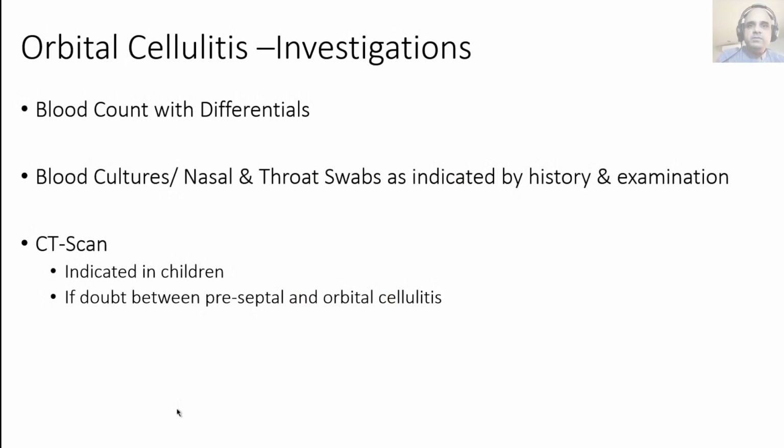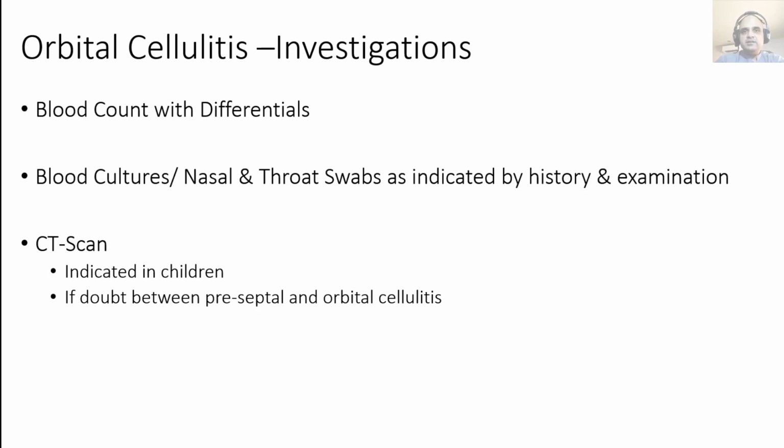So what investigations? Well, again, blood counts with differentials to see leukocytosis. Blood cultures, nasal or throat swabs, as indicated by history and examination, are essential here, because you really want to know what the infective organism is, and make sure that if your patient is not improving with empirical treatment, you can switch based on the evidence that you would have.